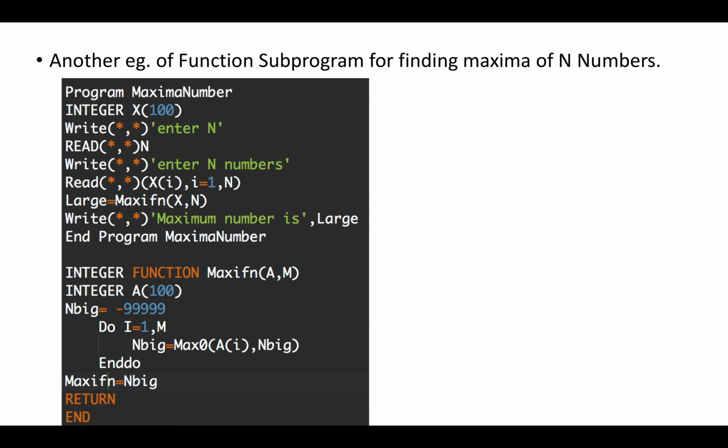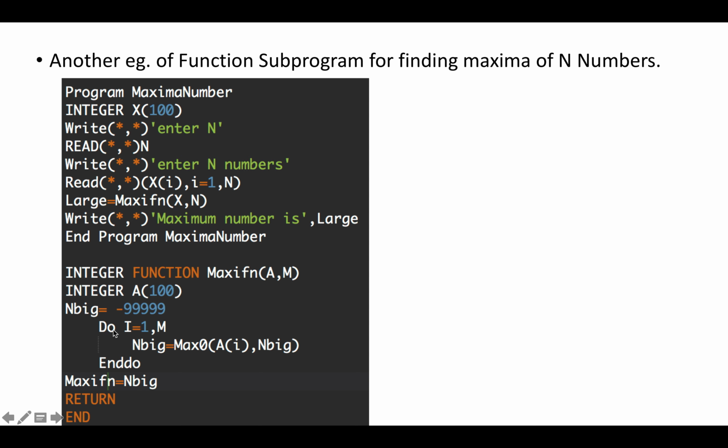I assign a certain lowest number, for example say minus 99,999, to it, and I compare it with the first memory location of the array. Whichever is bigger will be stored in n big again. Then I compare this n big with the second memory location. Whichever is bigger between the second memory location and n big at this stage will be stored in n big again, and so on for n times.